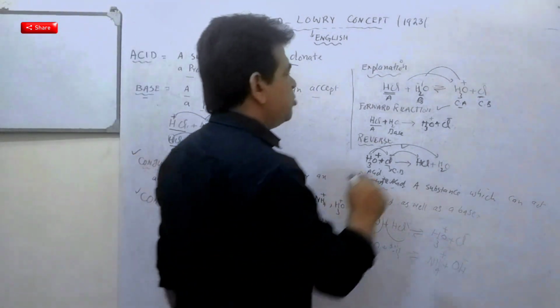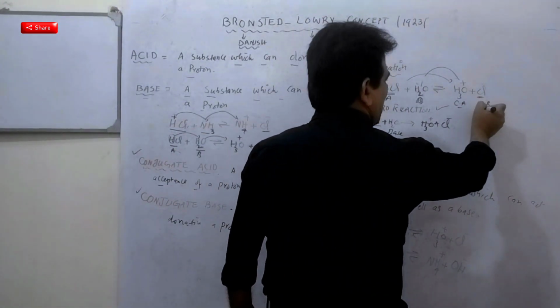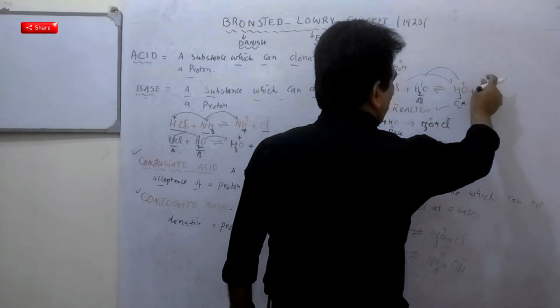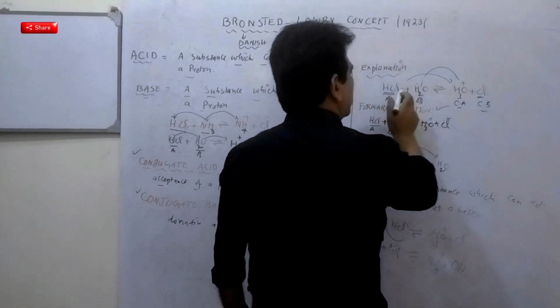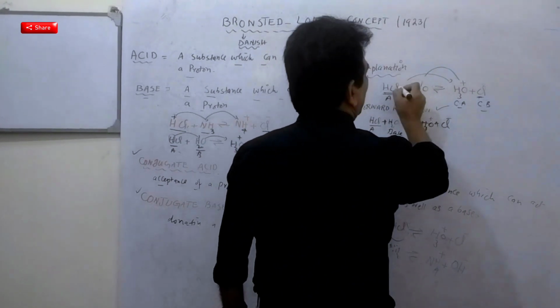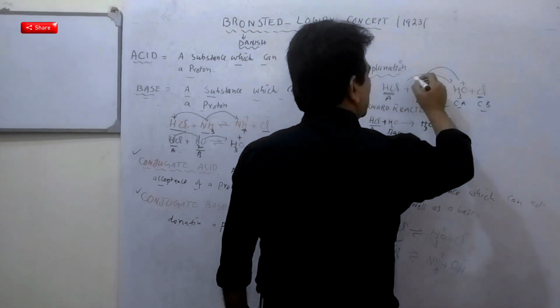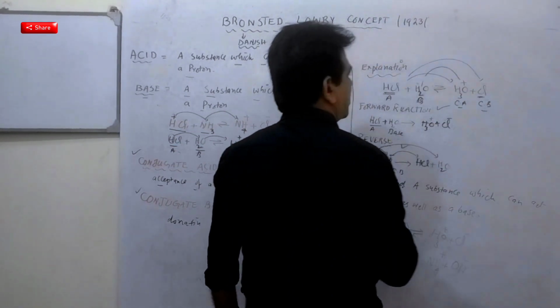And now the conjugate base is Cl-. How is it formed? It is formed when H+ is given to water. When an acid gives H+ ions to a base, it changes into a conjugate base.